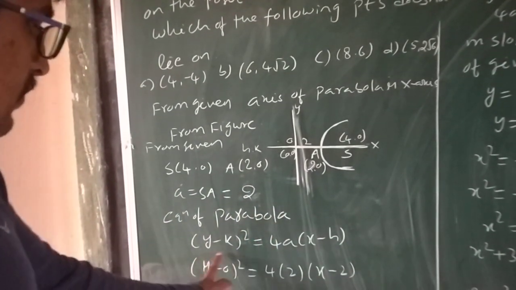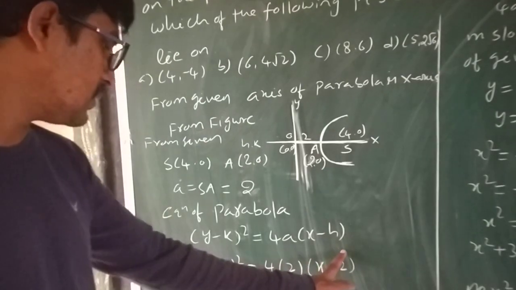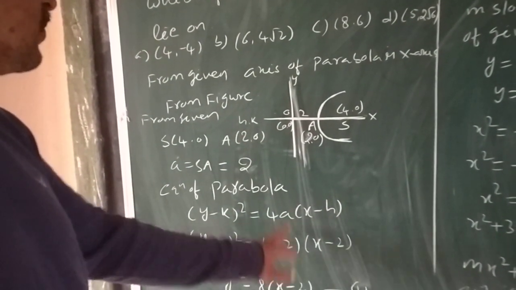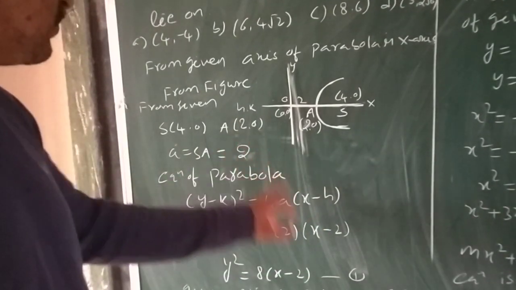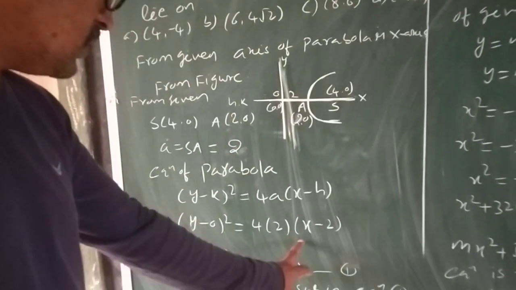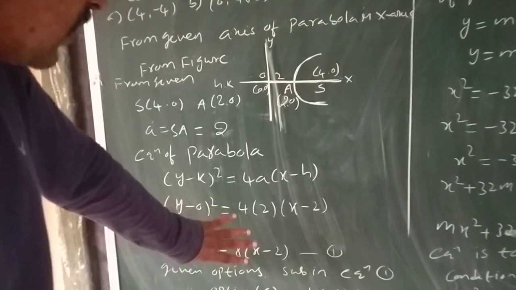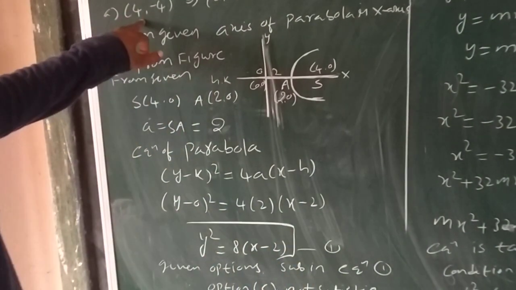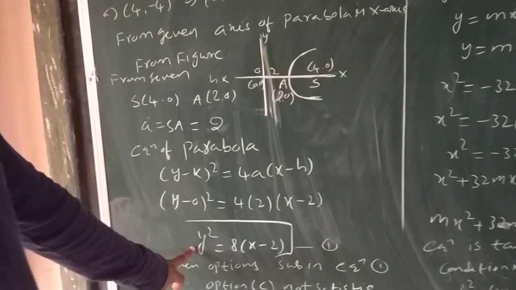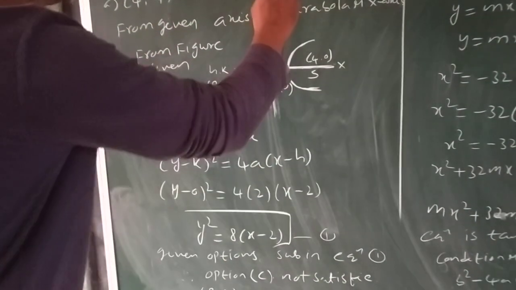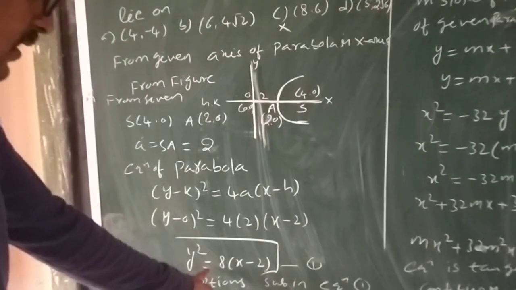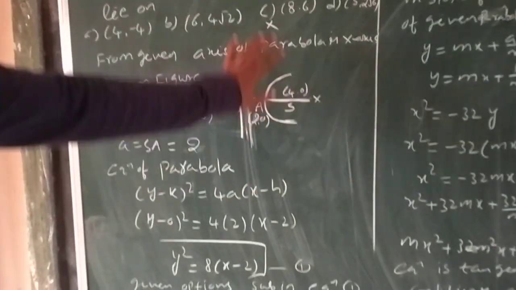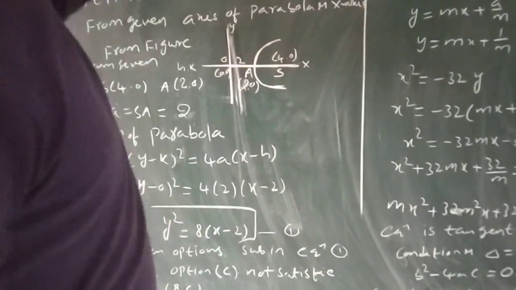The equation of the parabola is (y minus k) whole square is equal to 4a into (x minus h), so y minus 0 whole square is equal to 4 into a value, that is, y square is equal to 8 into (x minus 2). Substituting the given points from the options into the equation, option C does not satisfy the given equation, so C does not lie on the parabola. Okay guys, that is the JEE Mains problem.